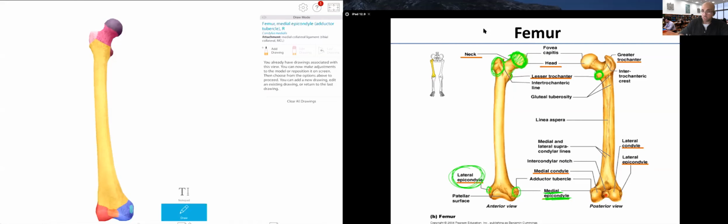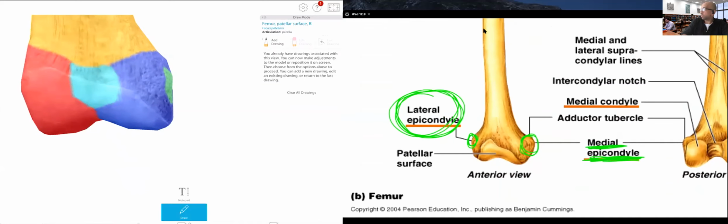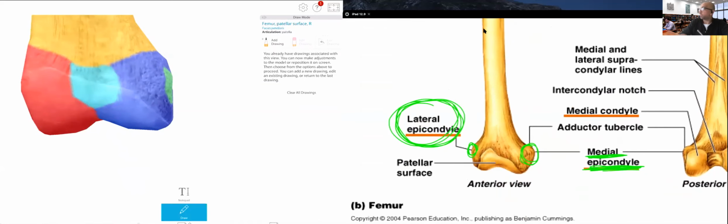We've got a notch, a depression here between the medial and lateral condyles. This notch is between the condyles, so we're going to call it the intercondylar notch. This smooth surface on the anterior aspect of the lower end of the femur is where the patella, the kneecap, is going to be articulated. So we call this surface the patellar surface.